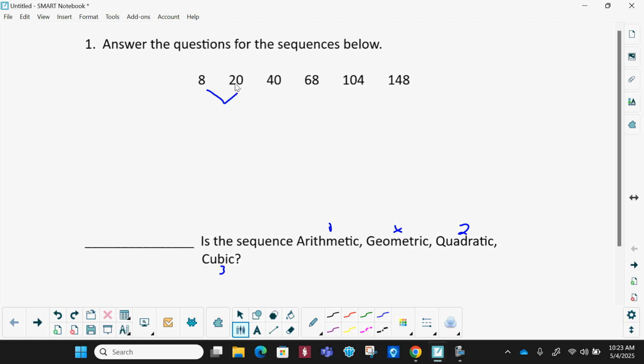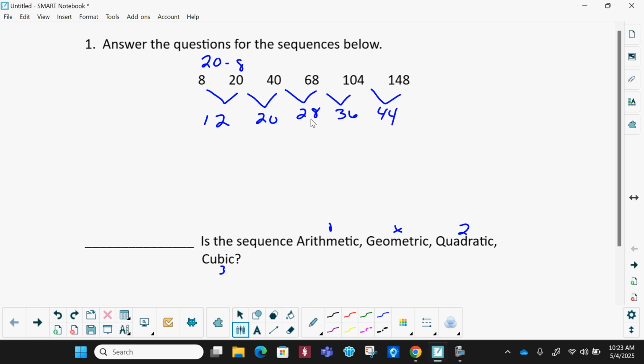So what we're going to do here is 20 minus 8. Oh, Lord. I was having 8 on my mind. 20 minus 8. When we subtract there, we get 12. 40 minus 20. 68 minus 40. And keep going. We're going to keep subtracting.